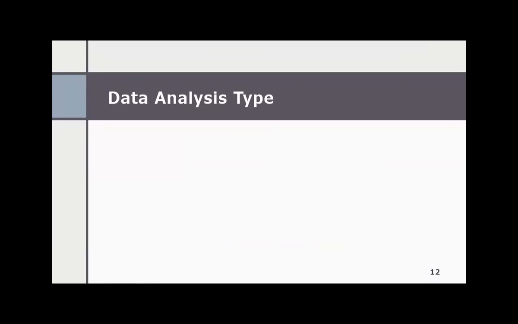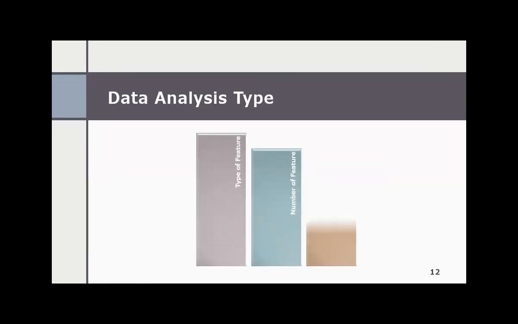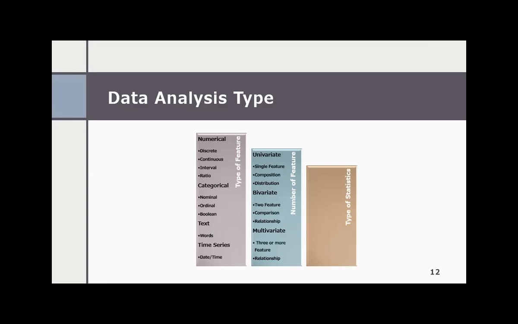EDA involves various data analysis types, which can be classified into different variety of analysis based on the type of feature, the number of feature, and type of statistics. Type of feature deals with data value, whether it is numerical, categorical, text, or time series data. Number of feature deals with whether it's a univariate, bivariate or multivariate analysis based on the number of features. Type of statistics deals with descriptive and inferential statistical analysis.